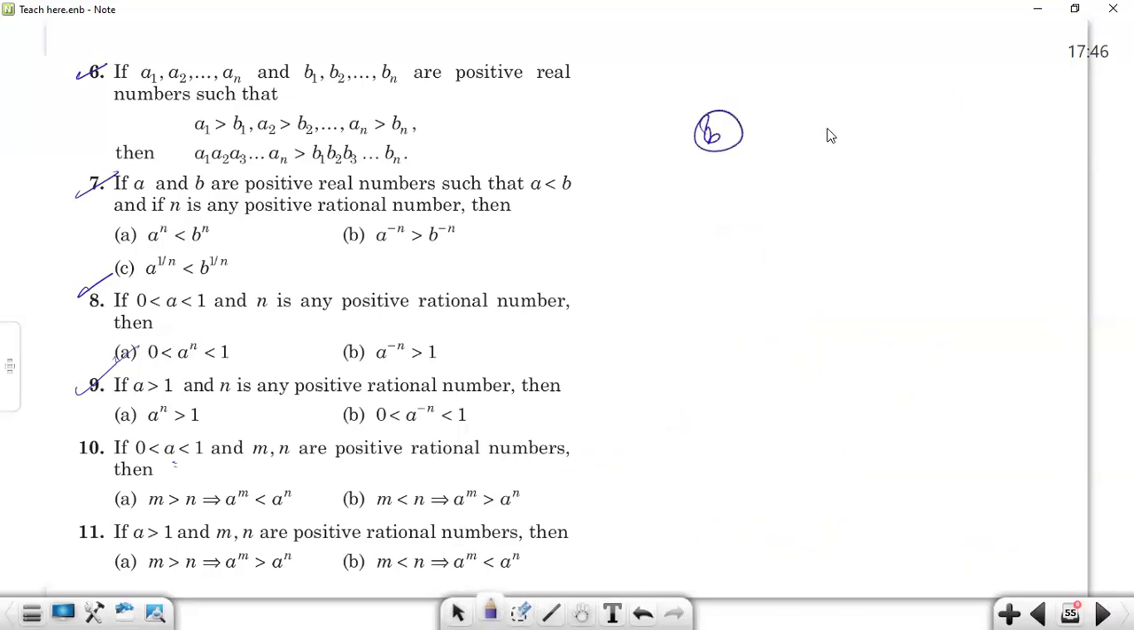Let's discuss about the B property. A is half, M is less than N. So M is 2 this time, N is 3 this time. So A raised to power M, which is half squared, 1 by 4, is going to be greater than 1 by 8. Yes.